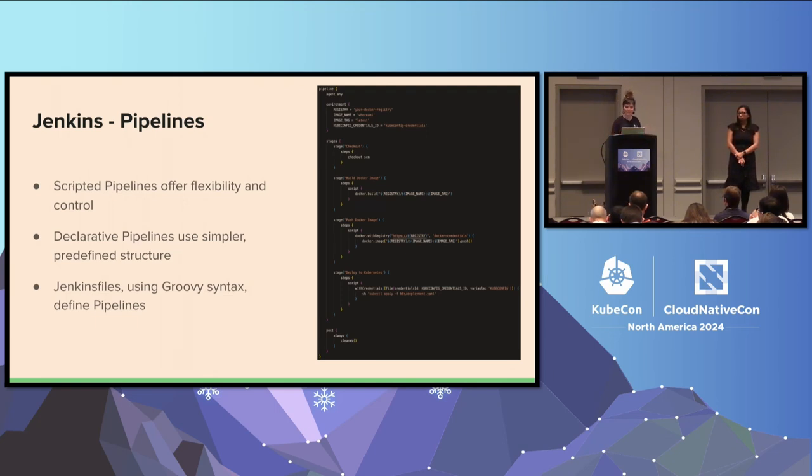So for many projects, combining both approaches by using declarative pipelines and an embedded script block can offer the best of both. Here's an example of a Jenkins declarative pipeline, and it doesn't look like YAML. I'm sure you were all shocked. That's not YAML, that's Groovy syntax, and I wanted to say that on stage.